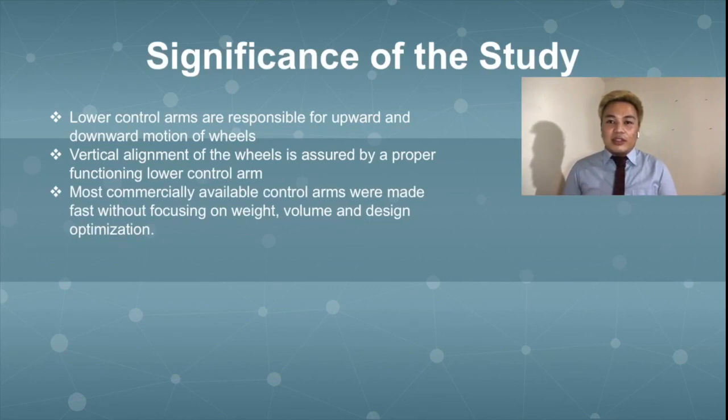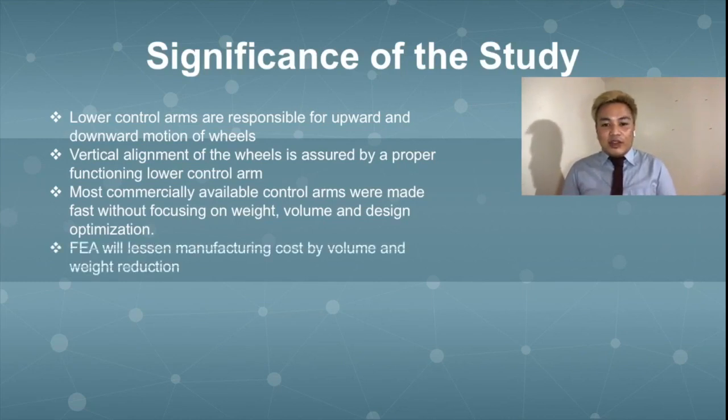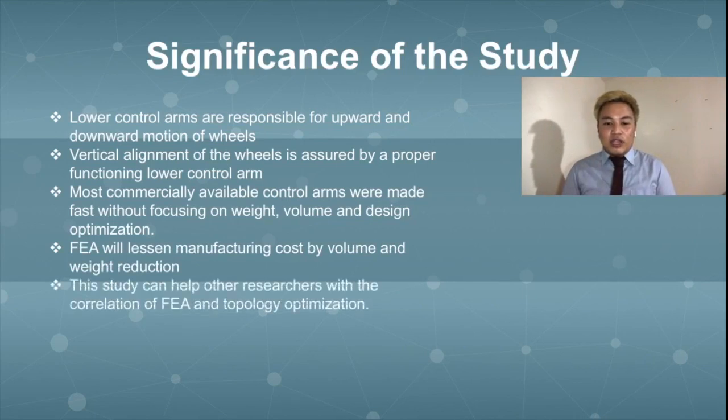But there is an importance why we should topologically optimize lower control arms. Less weight, more fuel-efficient car. And finite element analysis will lessen manufacturing costs by volume and weight reduction, like I said. And this study can help other researchers with the correlation of finite element analysis and topology optimization.